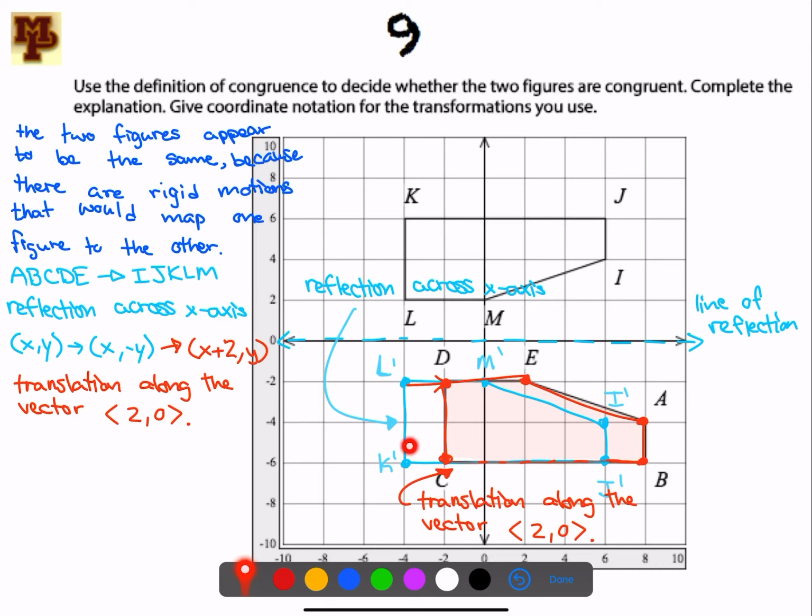So I go ahead and I translate it along the vector 2, 0 in component form, and that will map L prime, M prime, I prime, J prime, K prime to A, B, C, D, E. So these two figures are now mapped together. It looks like they're congruent because they map perfectly on top of each other. So again, here's all of this extra work. XY turns to x, negative y, which turns to x plus 2, comma, y. And our final answer for this should be xy turns to x plus 2, comma, negative y.